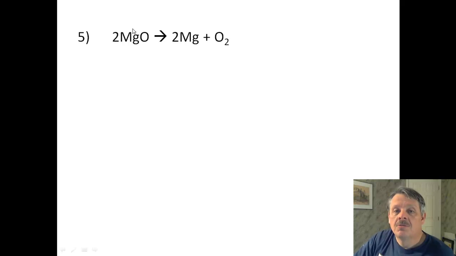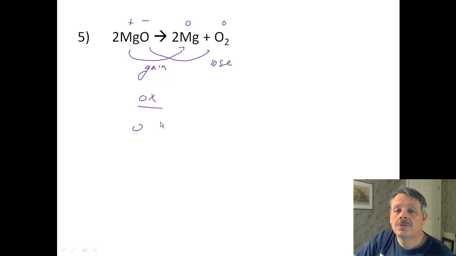Number 5. Magnesium, positive, oxygen, negative. No charge for them as elements. Magnesium is gaining, and oxygen is losing. So oxygen is oxidized, and magnesium is reduced.